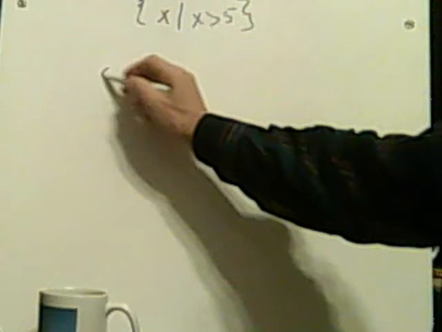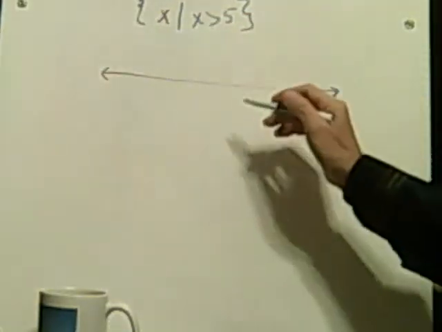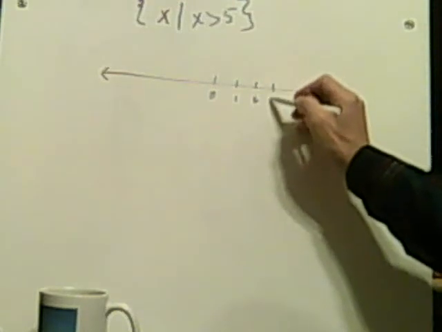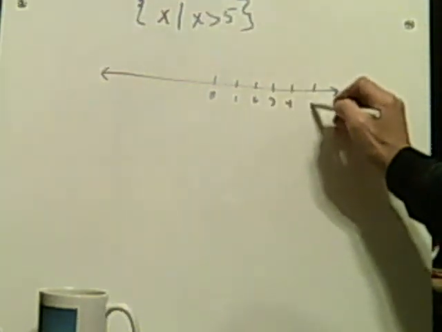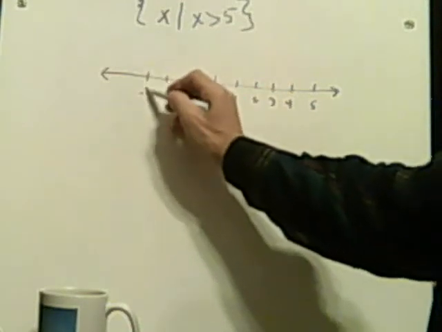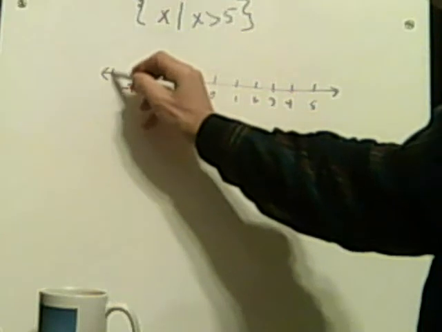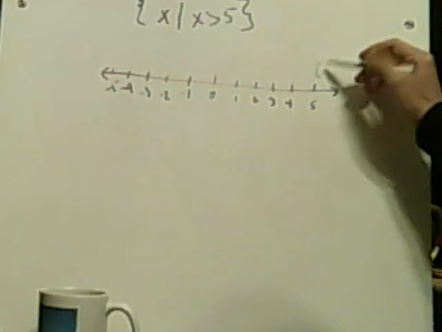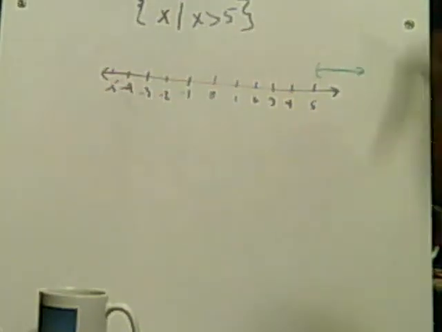So what we have is a number line, which has 0, 1, 2, 3, 4, 5, -1, -2, -3, -4, -5. And this is going to be x greater than 5. So what does that look like on a number line? Well, it's greater than 5, so we put the curve on it. And then it's anything greater than that, so I'm just going to use that arrow notation. I think that's the way they do it. Yep, that's how they do it.